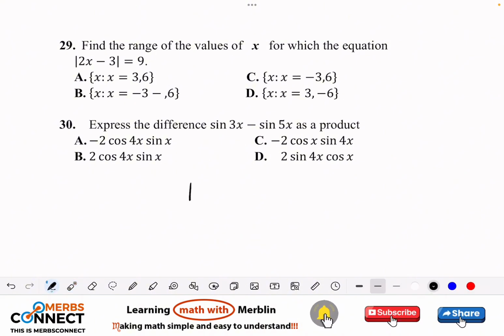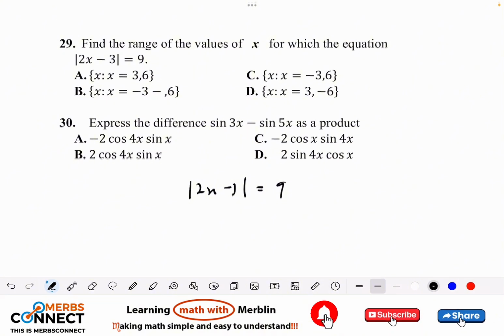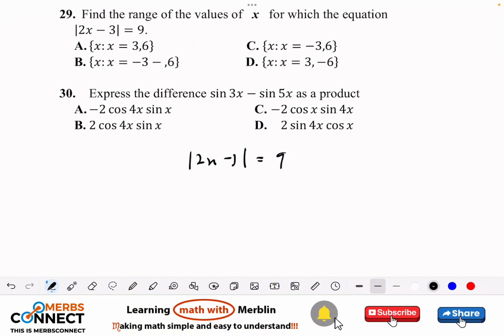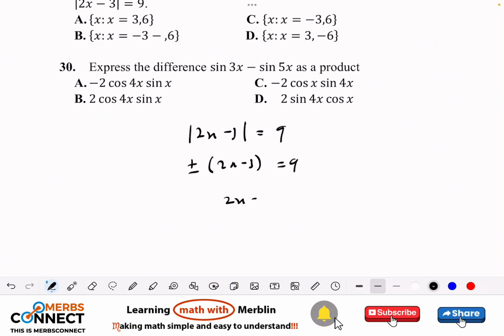So we have the absolute value of 2x minus 3 is equal to 9. So what can we do here? It's very simple. Let's think of this as plus or minus 2x minus 3. So let's pick the positive side. 2x minus 3 is equal to 9. 2x is equal to 9 plus 3. 2x is equal to 12. x is equal to 6, right?